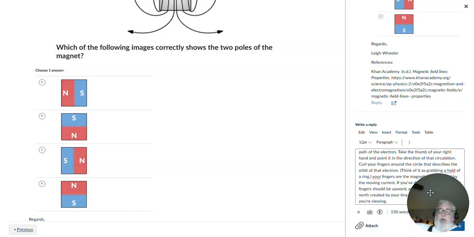All right, so my fingers are coming up, and thus this portion up here is the north because that's where the field lines are coming out. Field lines be going in underneath. If it were going the other way, my fingers would be pointed inward to the inward side of the ring. Okay, I hope that helped, and I'm going to stop this and try to post.